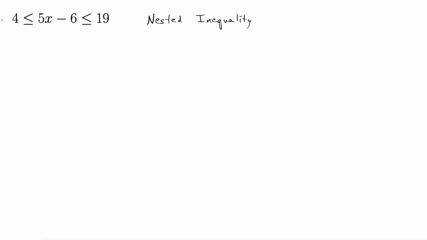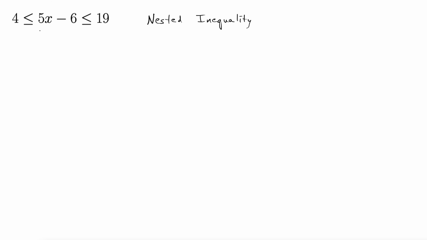What this notation means is that we really have 2 inequalities for the price of 1 here. 4 less than or equal to 5x minus 6 is 1, and then 5x minus 6 less than or equal to 19 is the other. But hey, we get 2 for the price of 1 by sandwiching everything together like that. Let's learn how to solve these. It's very fast. It's really neat.